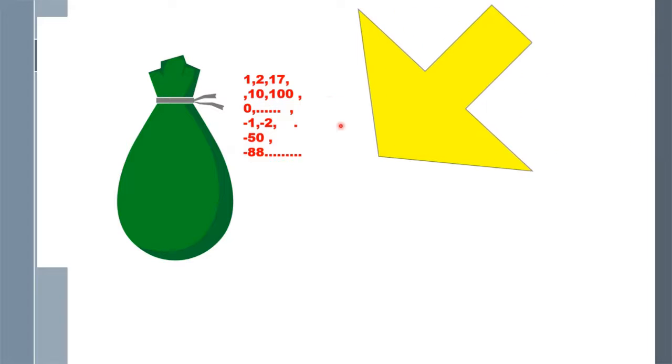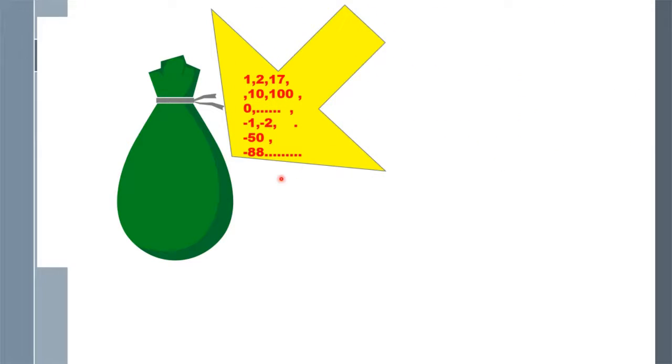Here comes another bag full of new numbers. Yes, here you can see positive numbers, negative numbers along with the 0. This cluster of positive numbers, negative numbers along with 0 is called integers, and they are denoted by the symbol Z.